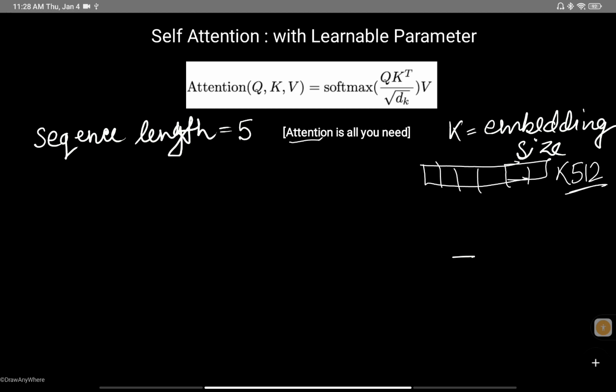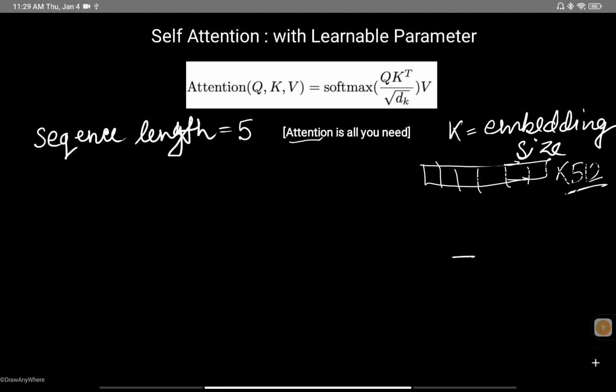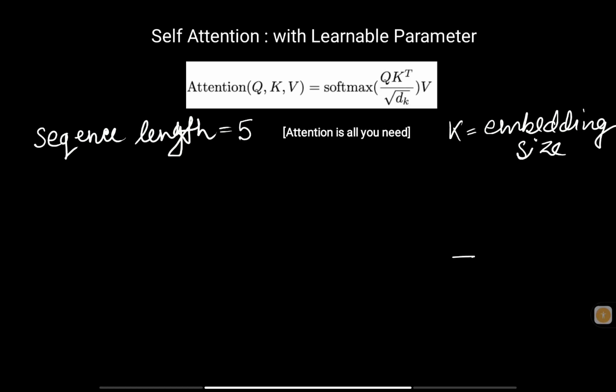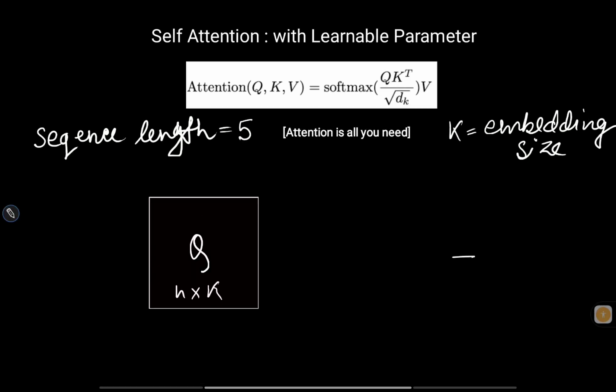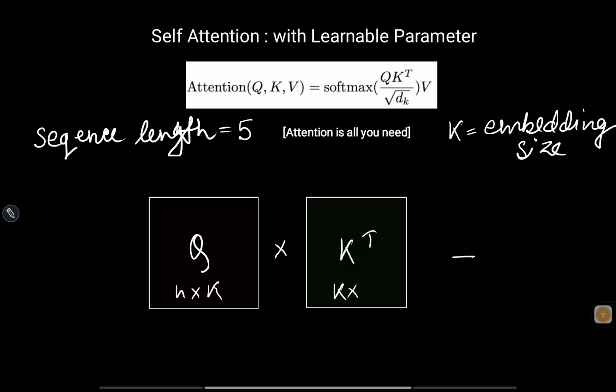Let me first clear this. So we introduce the Q matrix, which is n cross K, and multiply it with K transpose, whose shape after the transpose is K cross N. So we are multiplying n cross K with K cross N, and then dividing by the square root of K. As I mentioned, this is to reduce the variance of this dot product.